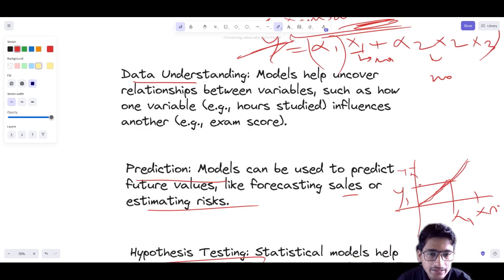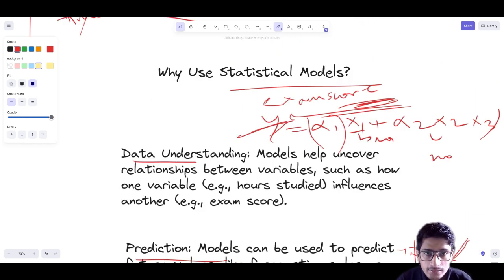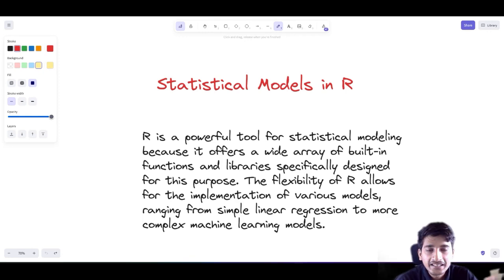Now we have got an idea of what statistical models are. Now let us learn what the benefits of using statistical models in R are. Now let us look at why R is mostly used for statistical modeling. Why not use other languages for statistical modeling?